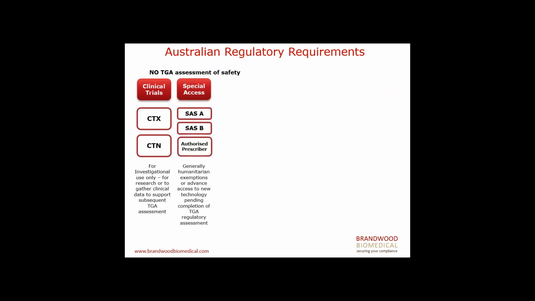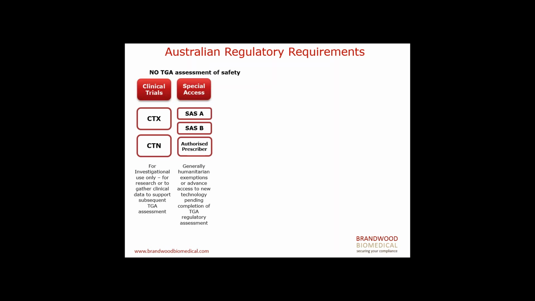The next group of devices exempt from entry are those eligible to go through the special access scheme. There are three categories: the SASA, SASB, and authorized prescriber. With the SASA, it's usually for emergency cases. So a clinician can use an unapproved device and then gain approval for that device later if there's an urgent need to use it for a patient in an emergency case. The other one, the SASB, is not for immediate emergency, but for those where patients need the device, but the clinician has to get approval by TGA first. What normally happens is a correspondence between the clinician and the TGA, and TGA can approve that device and it could be used for the patient in need.